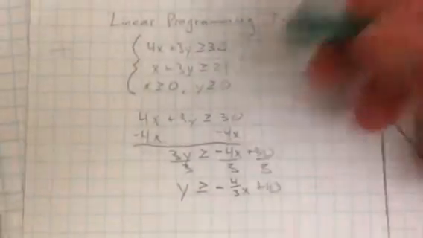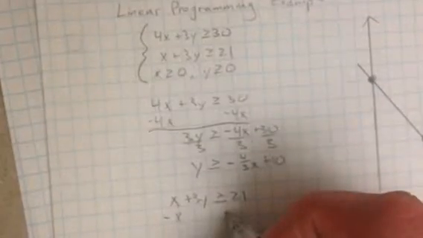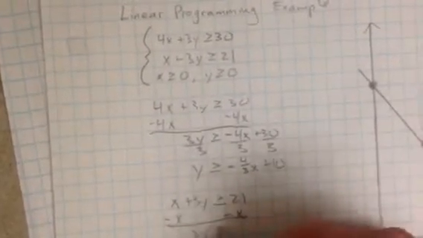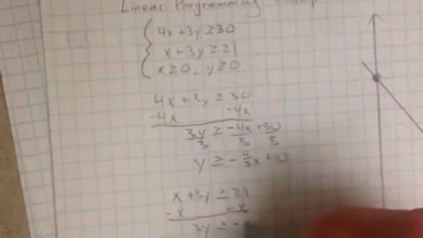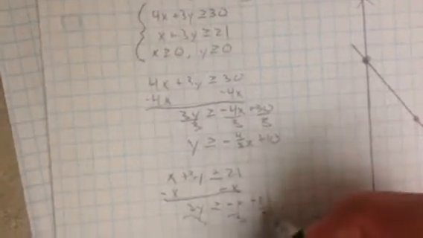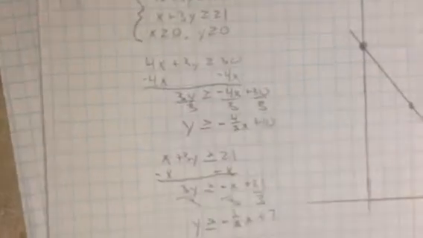Next, we're going to graph this line. So we have to take this equation and turn it into slope-intercept form. Subtract x on both sides. So 3y is greater than or equal to negative x plus 21. Divide by 3, so that y is greater than or equal to negative 1/3 x plus 7.